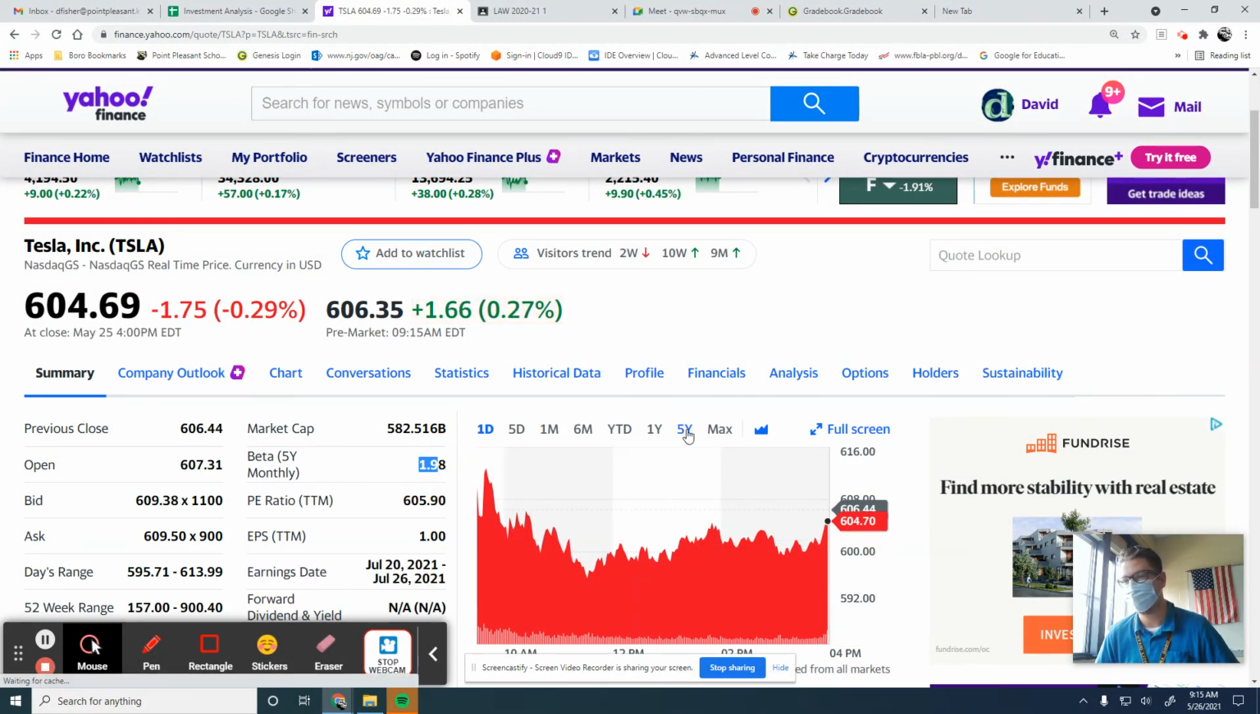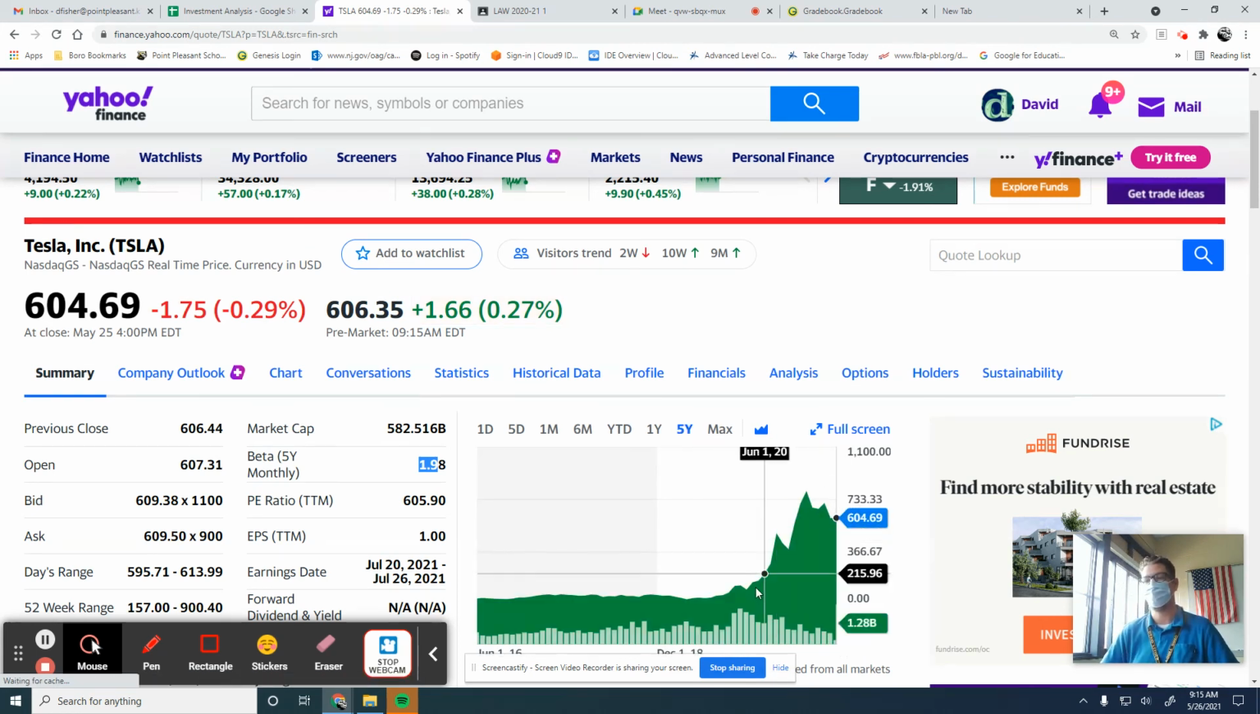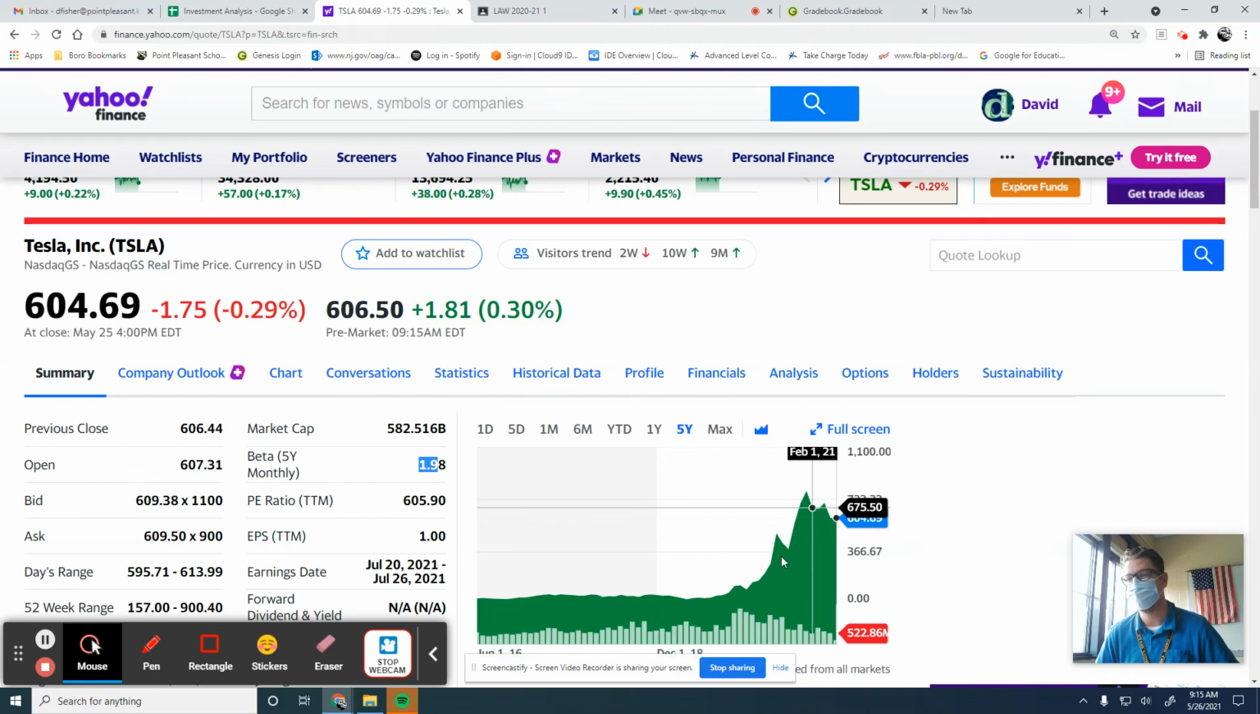And if I show you Tesla for 5 years, you'll see that the price has gone up a lot. So most of the market has not gone up this much. So there's a lot of volatility. Happens to be a good thing for Tesla because the price is so high.